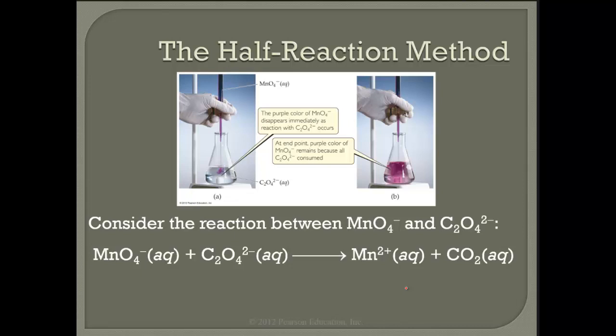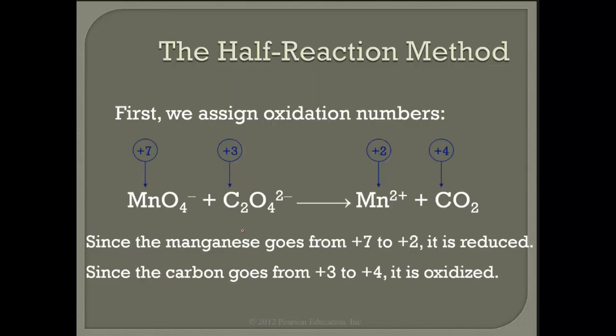Consider the reaction MnO4- and C2O4 2-. First, we assign oxidation numbers. Because oxygen is always a -2 unless it's a peroxide, we can figure out manganese. So we have 4 oxygens. We have Mn plus 4 times the -2. Overall charge is a -1. Reduce this down and we find manganese is a +7.